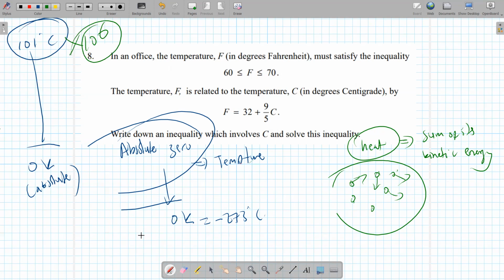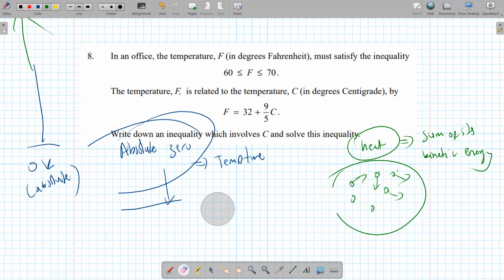Is the sun the hottest thing out there? No, probably not. Is there actually an upper bound? No, there is not. That's exactly it. There is no upper bound. This can be anything. There's a lower bound, but there's no upper bound when it comes to temperature.